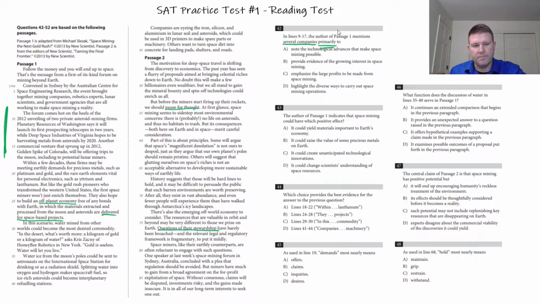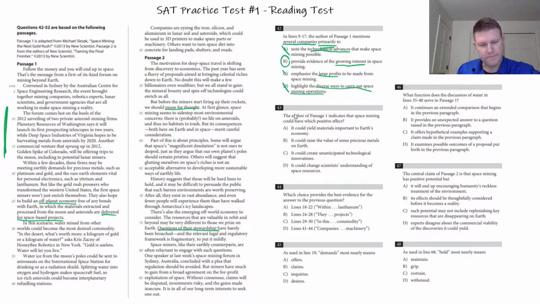So now we can go and look at the possible answers. A, is he noting the technological advances that make space mining possible? No, that's not what he's doing. B, provide evidence of the growing interest in space mining. That's a really strong candidate. That's basically what we summarized, right? So we'll leave that one around. And then C, emphasize the large profits to be made from space mining. He doesn't actually talk about that there. And then D, highlight the diverse ways to carry out space mining operations. He doesn't give specifics related to that. So D is out, and we choose B.